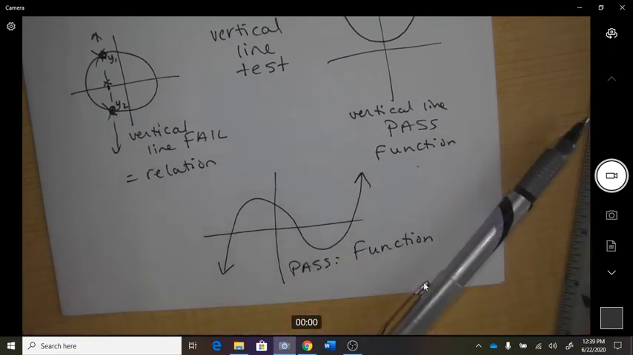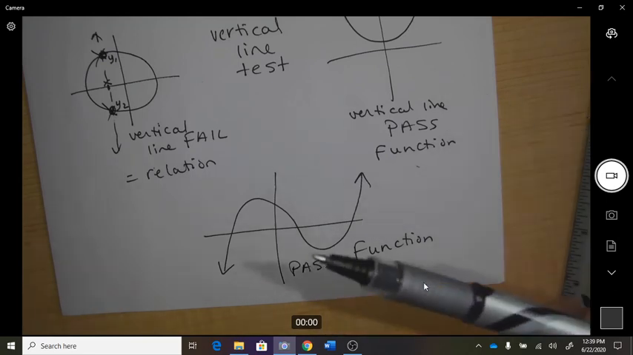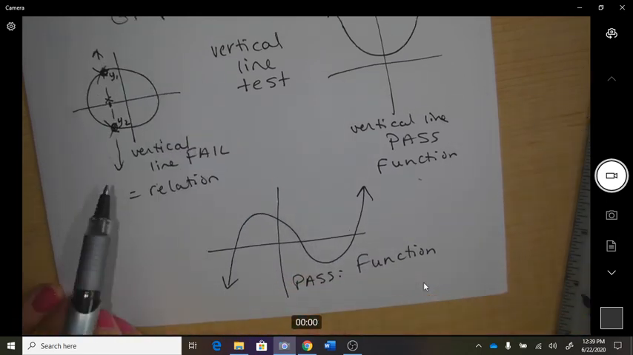Okay, so relation is any connection, and a function is a connection, but you have to have only one y value for each x value, so not this.